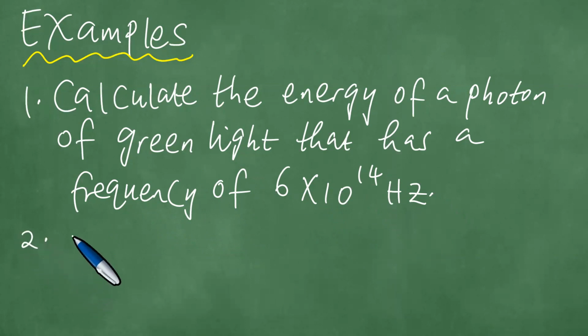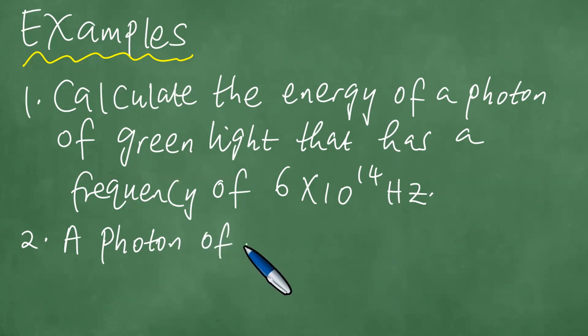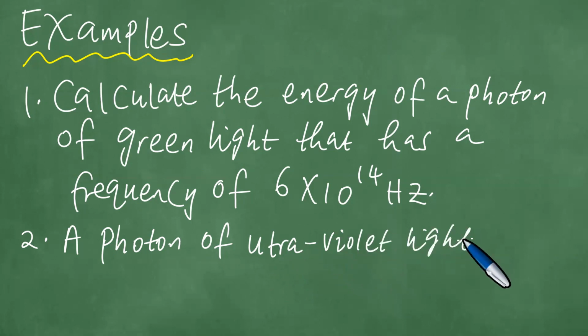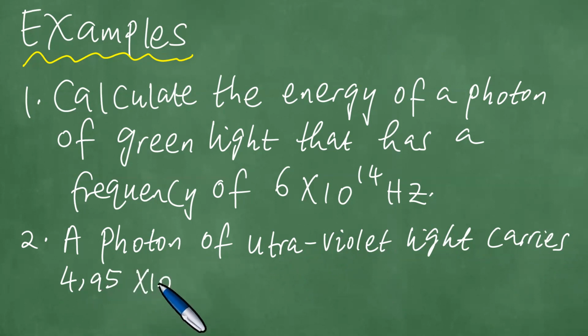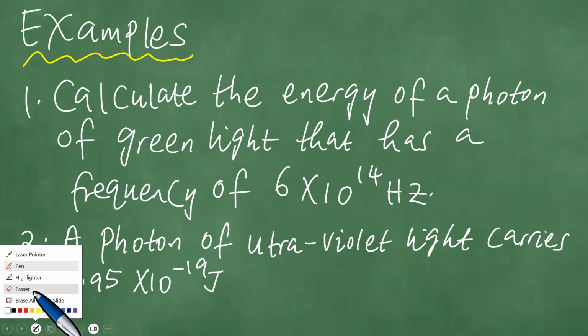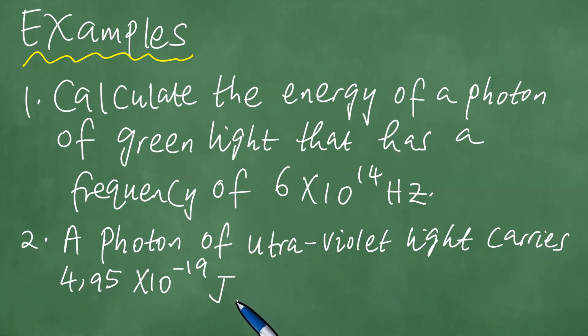Number 2, a photon of UV light, something called the ultraviolet light, carries 4,95 times 10 to the minus 19 joules of energy.